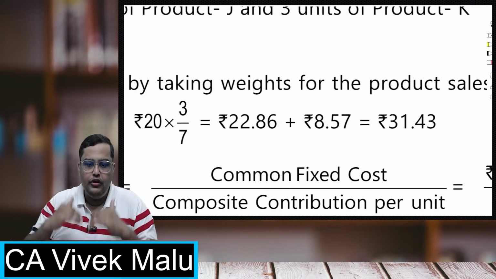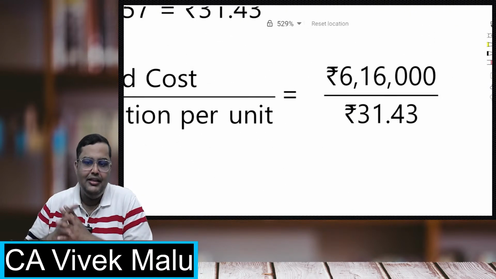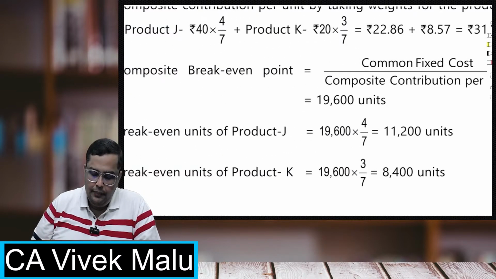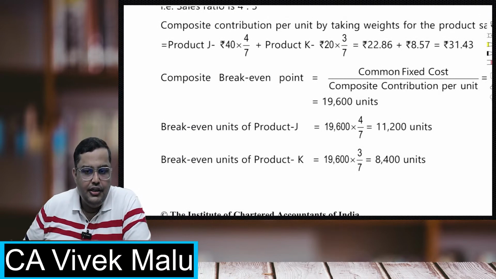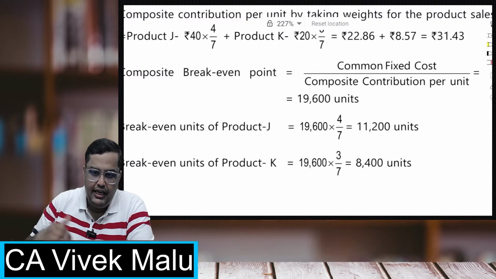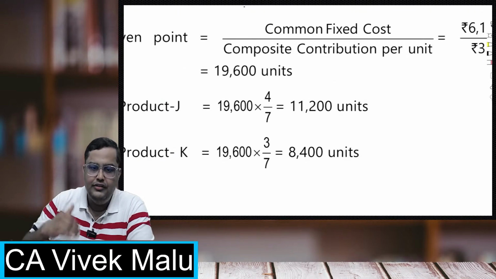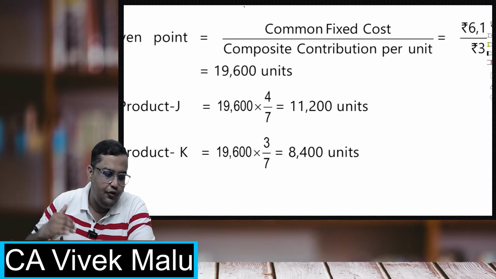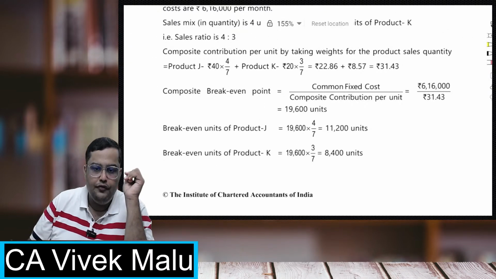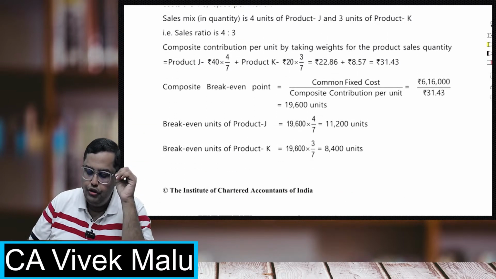Your total fixed cost divided by the composite contribution per unit: 6,16,000 divided by 31.43, I get 19,600 units. Now this 19,600 units I have to divide in the ratio of 4:3 between J and K. So I got 11,200 units and 8,400 units for J and K respectively. This is how we solve for composite contribution per unit.